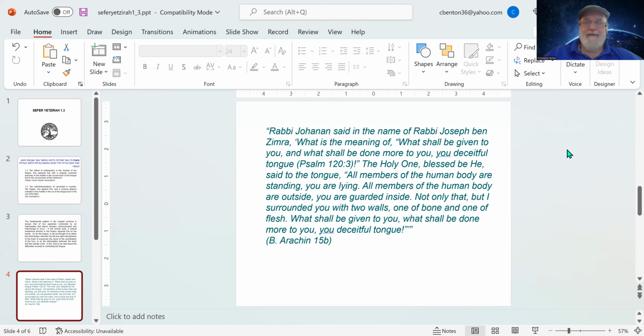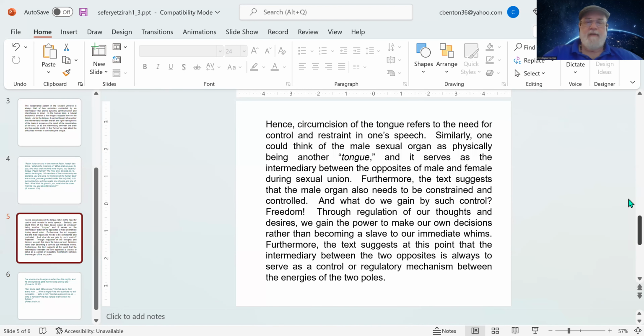So obviously the import of this is, God has tried to put a lot of restraints upon our tongue, but it still gets loose. It still causes a lot of trouble. What more can be done? Now, the circumcision of the tongue refers to the need for control and restraint in one's speech. Similarly, one could think of the male sexual organ as physically being another tongue, and it serves as the intermediary between the opposites of male and female during sexual union. Furthermore, the text suggests that the male organ also needs to be constrained and controlled. And what do we gain by such control? Well, we actually get freedom from that. Through regulation of our thoughts and desires, we gain the power to make our own decisions rather than becoming a slave to our immediate whims and desires.